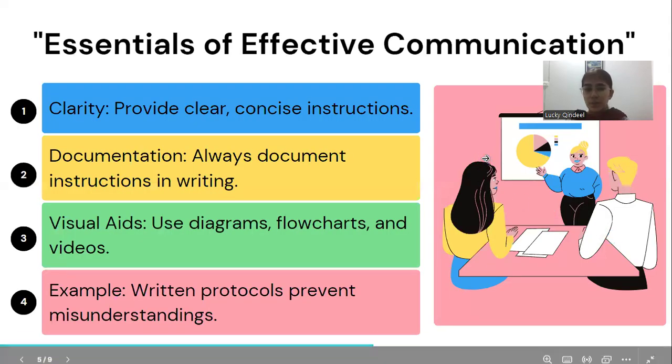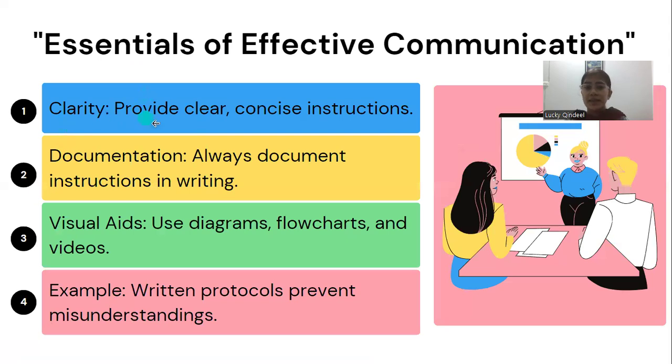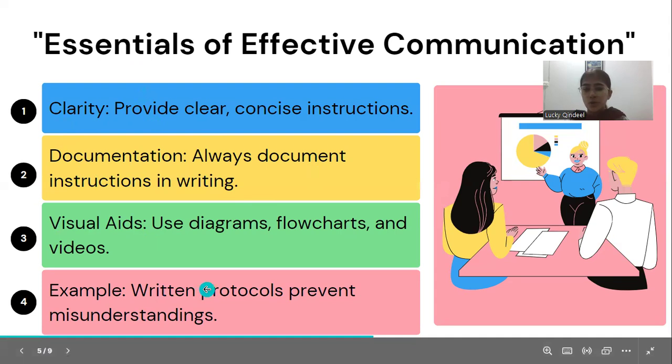Essentials of effective communication. The first would be clarity: provide clear, concise instructions. Documentation: always document instructions in writing. Visual aids: we can use diagrams, flowcharts, and videos when giving instructions. Examples could be written protocols to prevent misunderstanding.